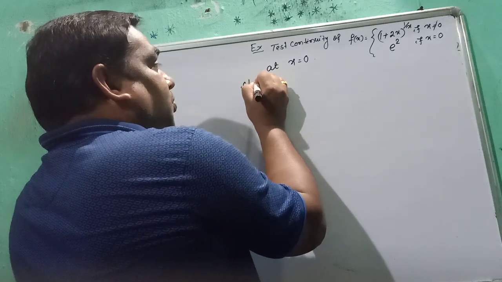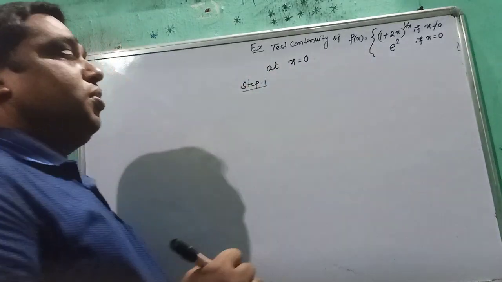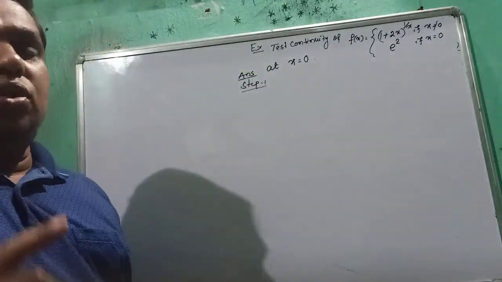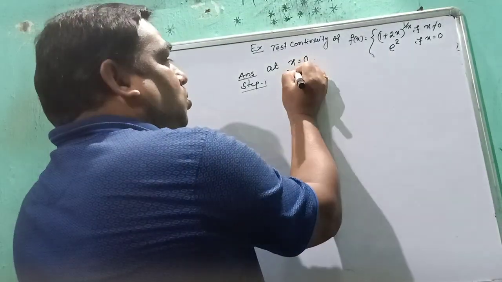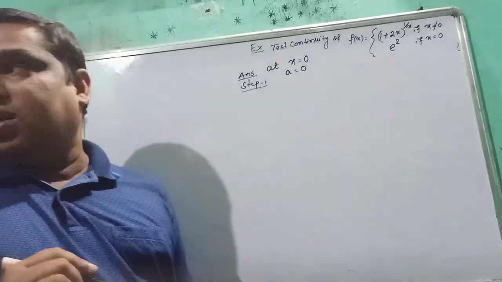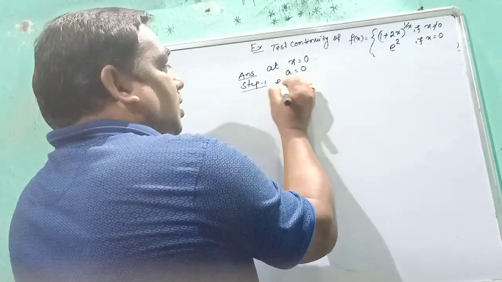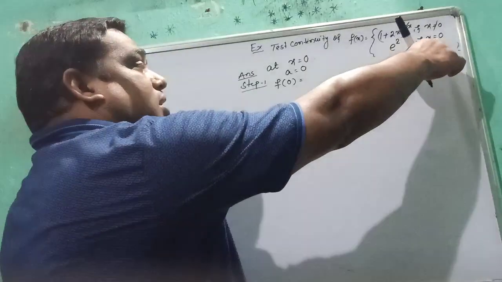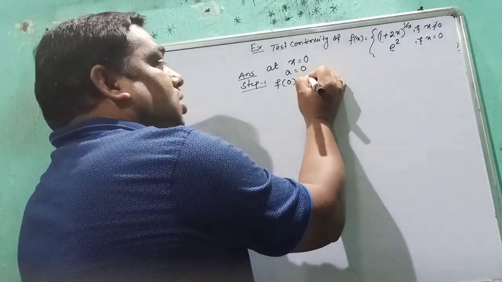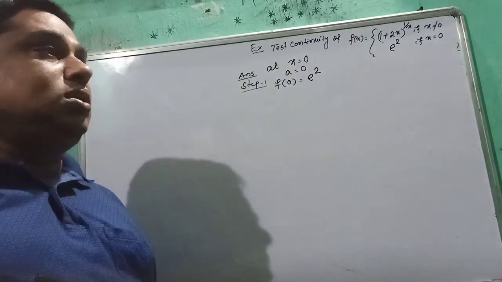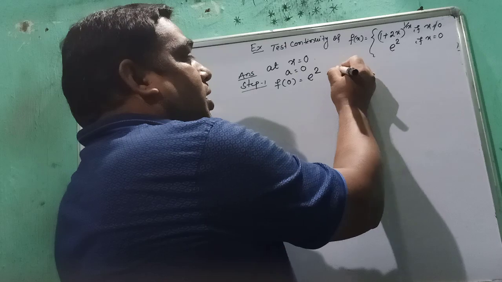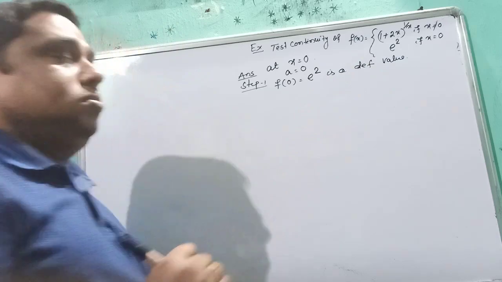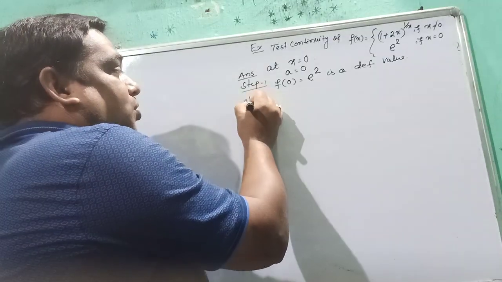So first we take step 1. To test the continuity, we have to satisfy all 3 conditions. The first condition: here a is equal to 0. In step 1, f of a means f of 0. What is f of 0? Here at x equal to 0, f of 0 is e square, where e square is a definite value. Then we go to step 2.